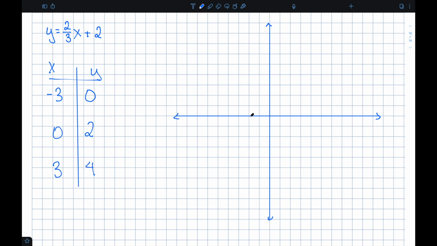So then I can plot these points. Over -3 and down 0. Over 0 and up 2. And over 3 and up 4. And then I can connect the dots with the line between them to get the graph of the line.